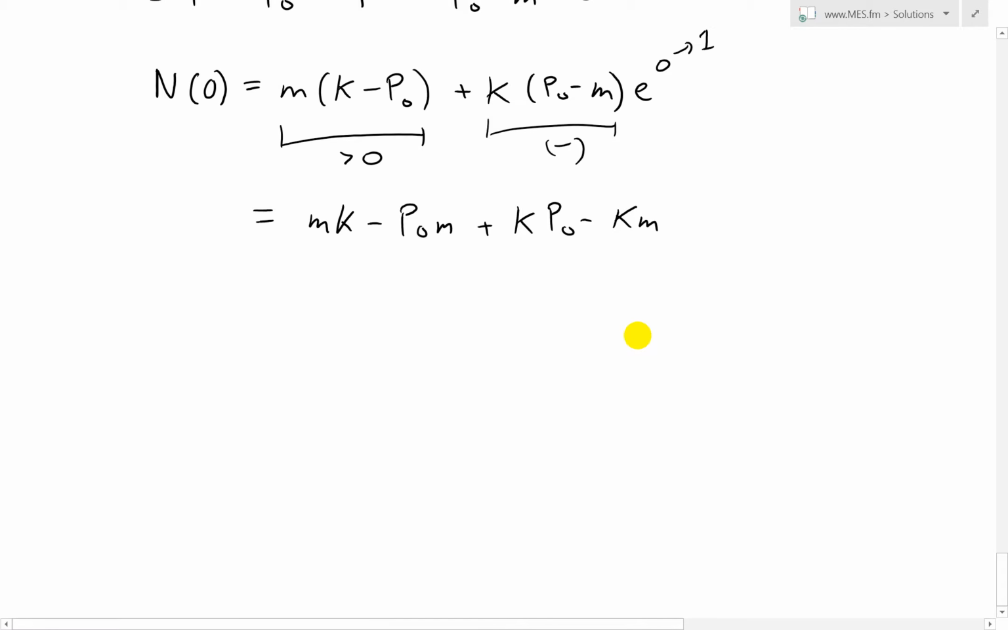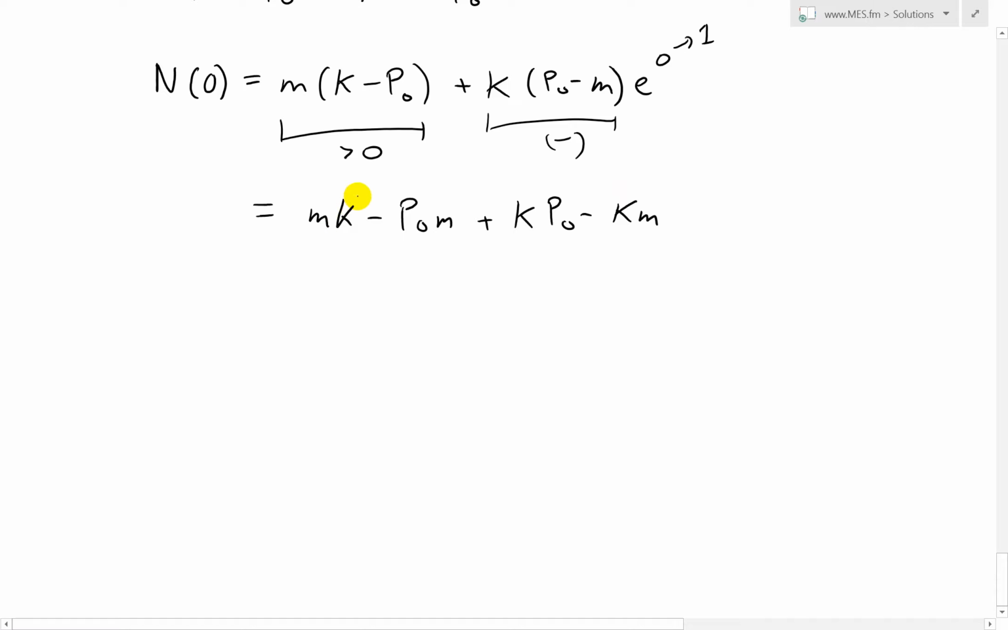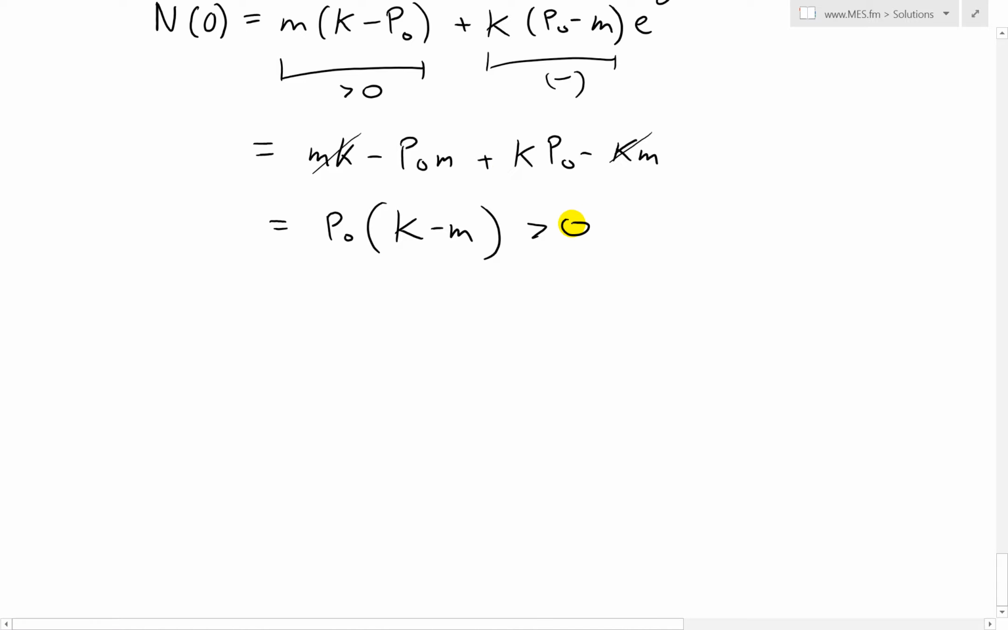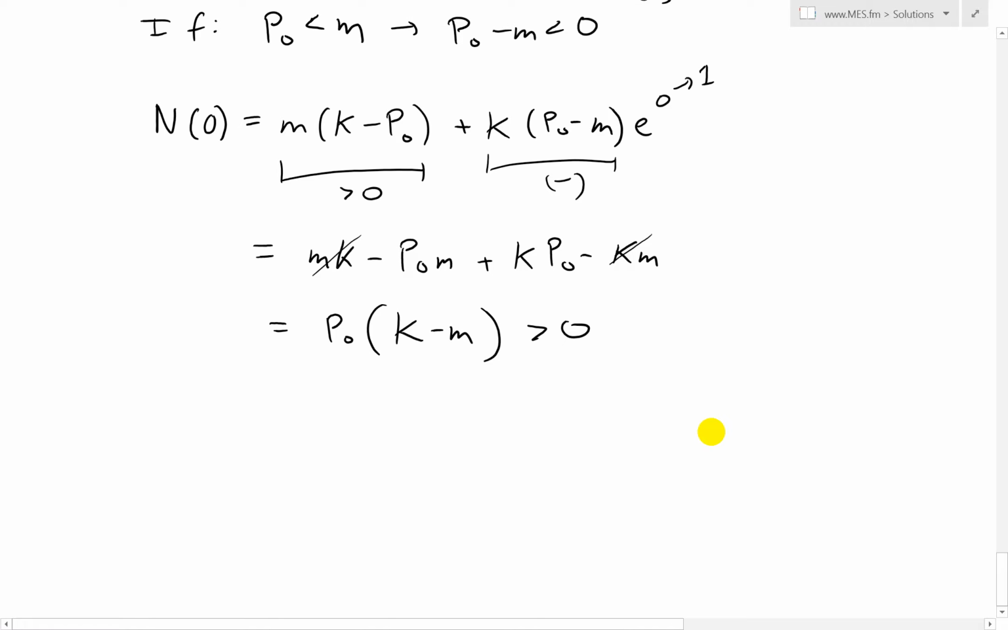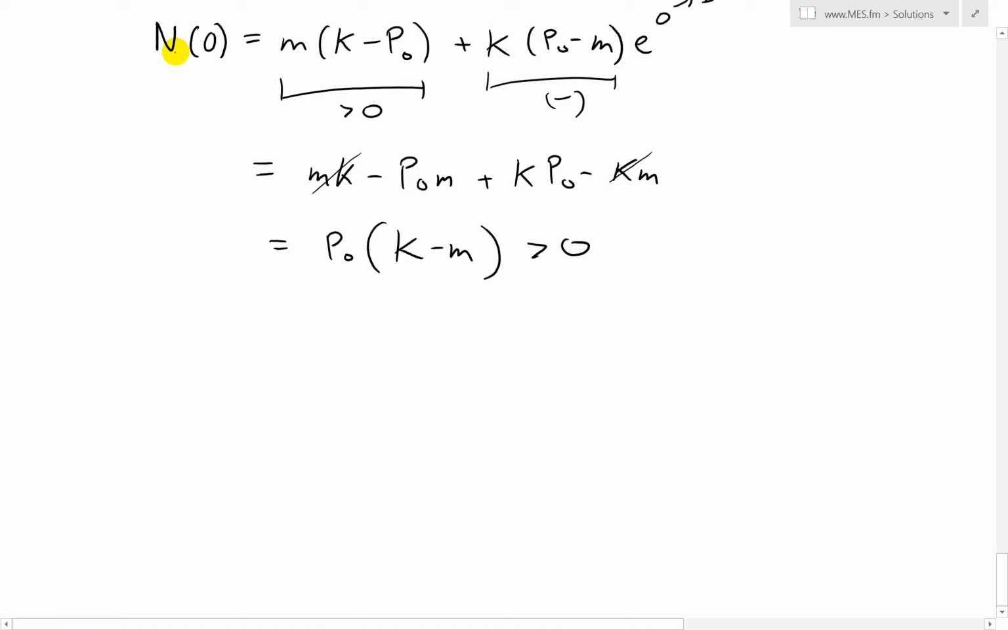And what we have here is this mk cancels with this, and we're just left with, and factor out the p0, put the k in front, k minus m. And we know that the carrying capacity is obviously going to be greater than m. So this is greater than 0 because m is less than k. And the reason we're doing this is now we know that initially this value is greater than 0. So thus n of 0 is greater than 0.